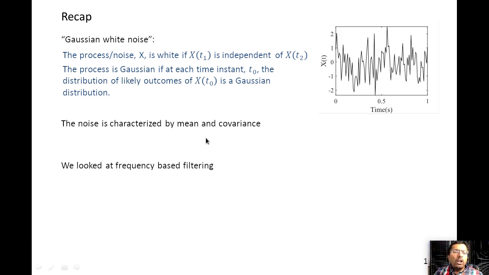So the noise is typically characterized by the mean, which is the average of the noise, and then the covariance. Typically for the noise, the mean is going to be zero. If it's not zero, what you can do is recreate a new measurement by subtracting the mean of the noise. So we can, without loss of generality, assume that the mean of the noise is going to be zero.